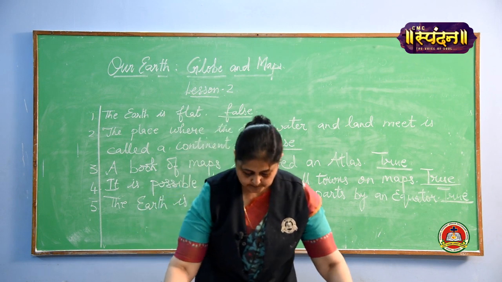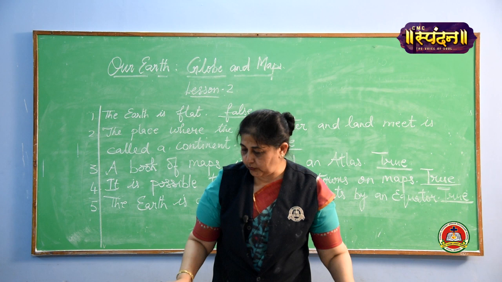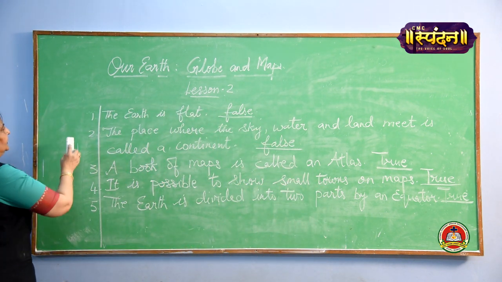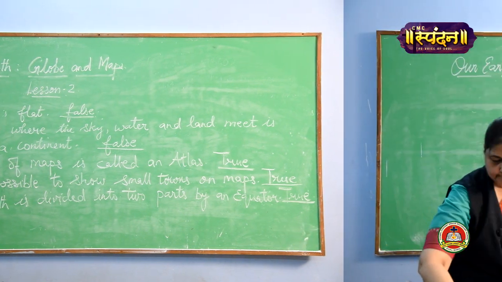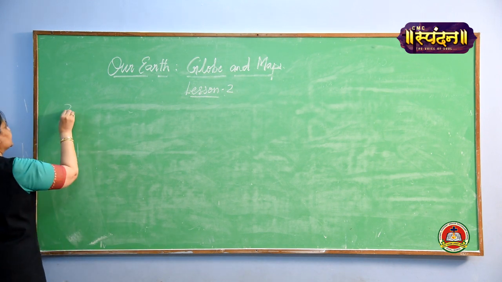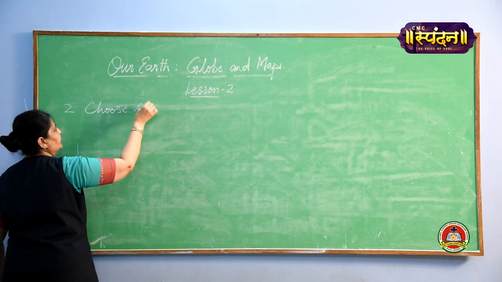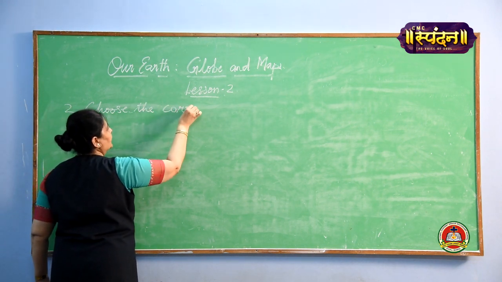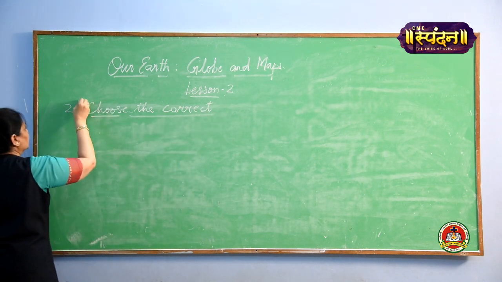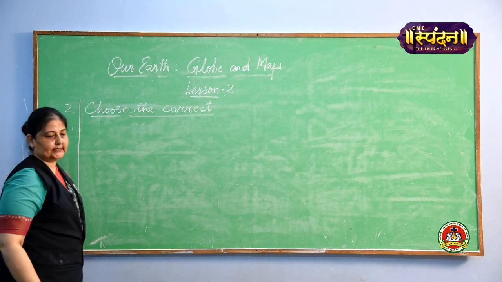Okay. Now, under that is choose the correct option. Have you all done this much? Can I rub the board? Please hurry up. Okay. Now children, the second exercise is choose the correct answer. This is given in the book under true and false. Three options are given, children. You have to select the correct one and tick there.